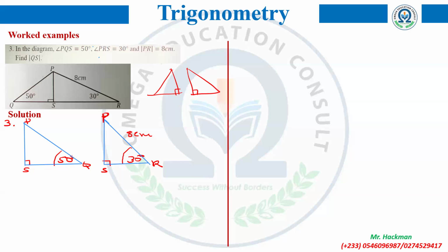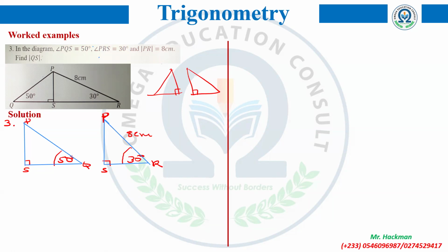Let's see what the question is asking us to find. The question wants us to find the length of QS. Is that not it? Yes, please. Okay, so the length of QS, that's what we are looking for. So we are looking for this length. All correct? Yes, please. All right. So this is what we are going to do.